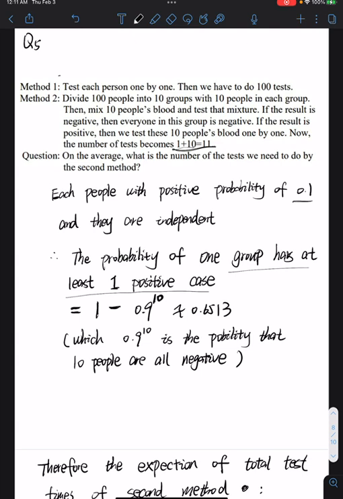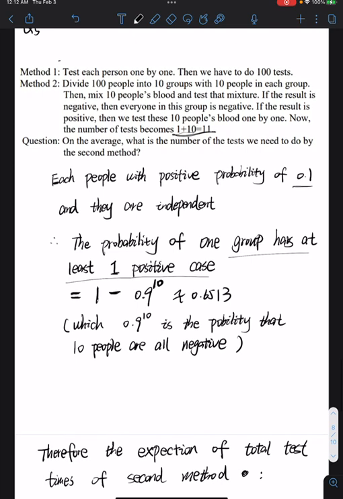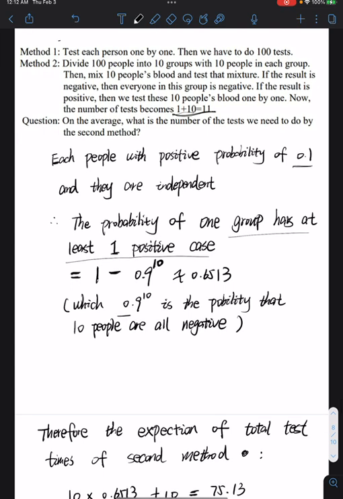In this question, we assume that each person has a positive probability of 0.1, and they are independent. So that means each group contains 10 independent individuals, and the probabilities of them are independent.